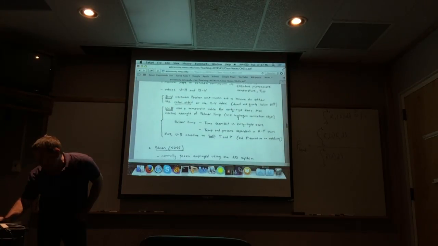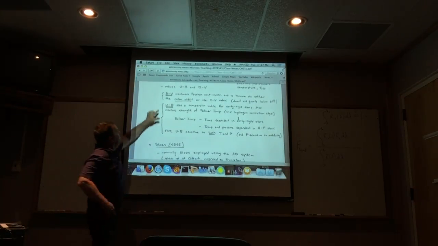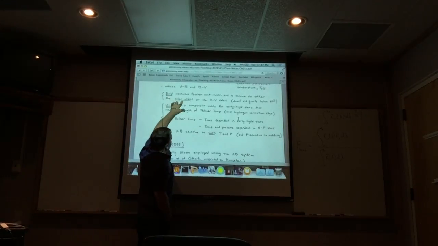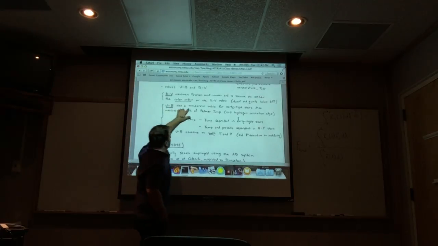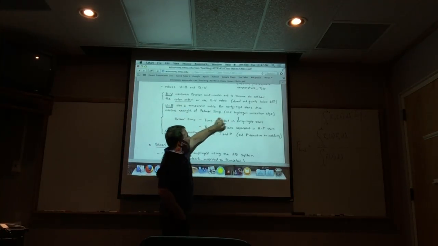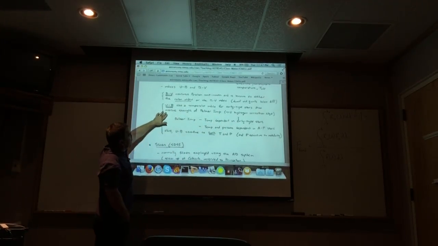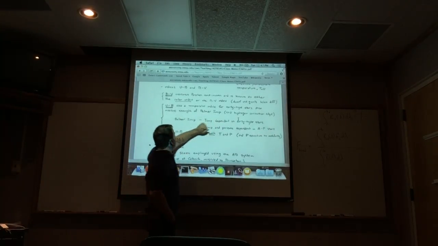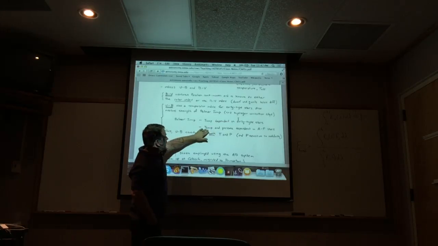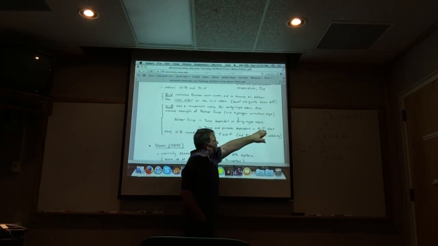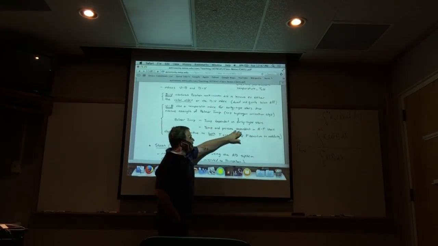Okay. So B minus V is also sometimes called the color index. Okay. U minus B is also a temperature index, particularly for the early type stars. It's measuring the Balmer jump. Okay. Remember, the Balmer jump is temperature dependent, and as you get to cooler stars, it has some pressure dependency to it.